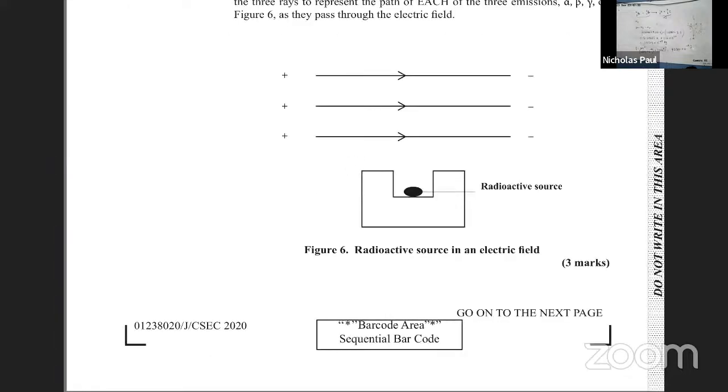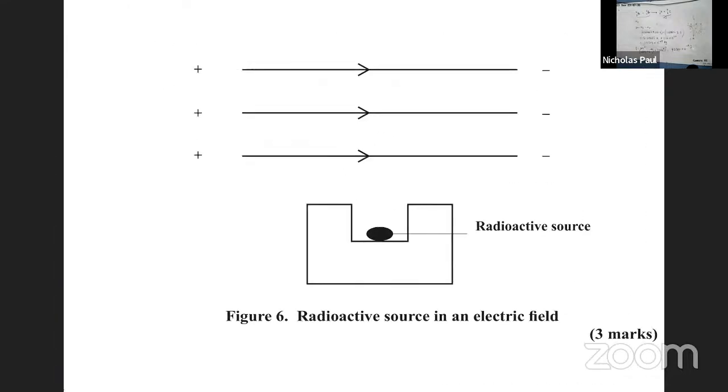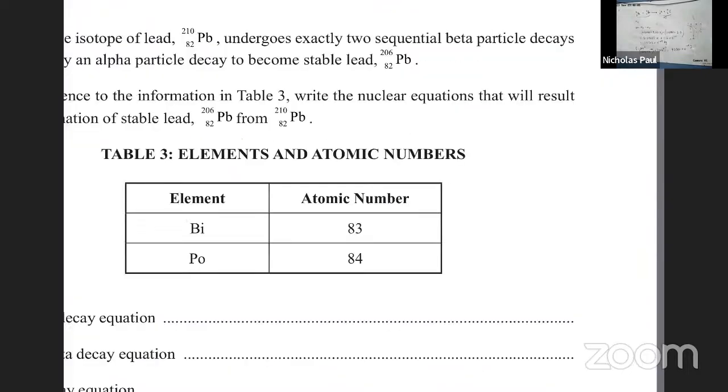Next one, electric field. Who is going where? Alpha is going towards the negative. Beta going where? And gamma going where? Always remember that the alpha will have a longer path. That's okay? The alpha has a longer path all the time. Don't forget that. Next.